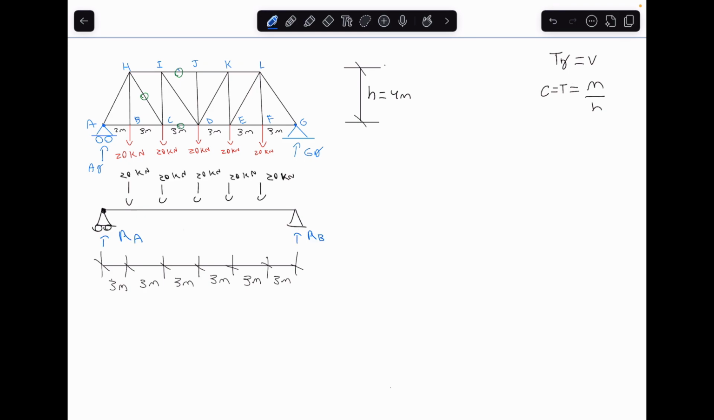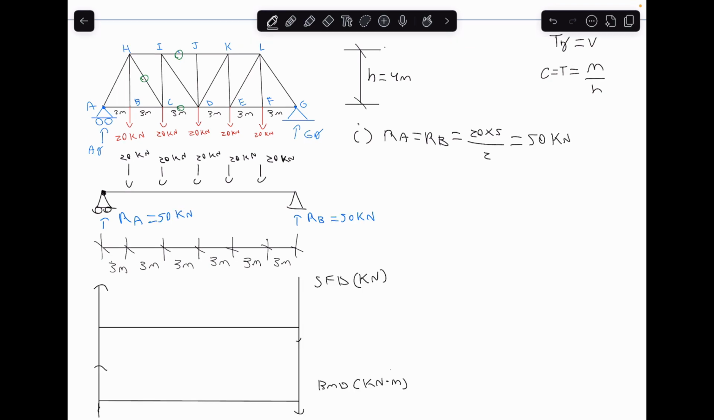Okay, so since everything is symmetrical, RA is going to take half of the loading and then RB is going to take the other half. RA is equal to RB, which is equal to 20 times 5, which is all those point forces, divided by 2. So basically, one side takes half, and then the other side takes the other half.